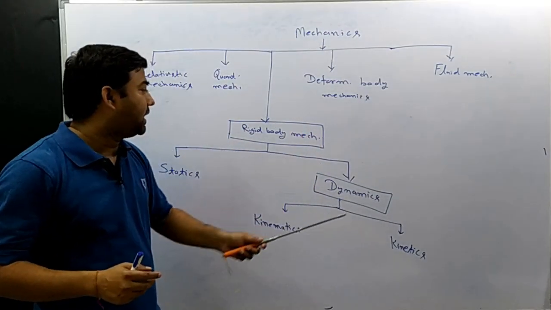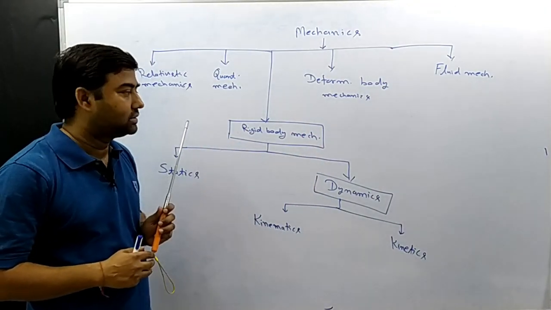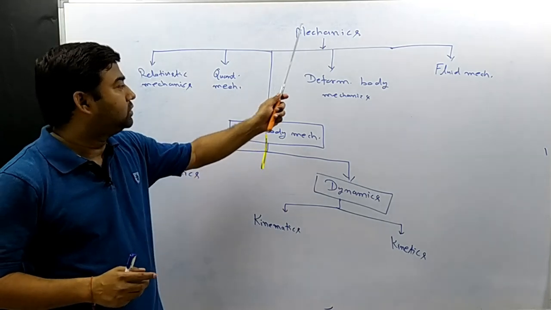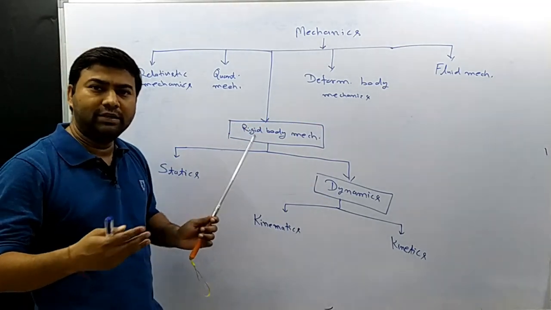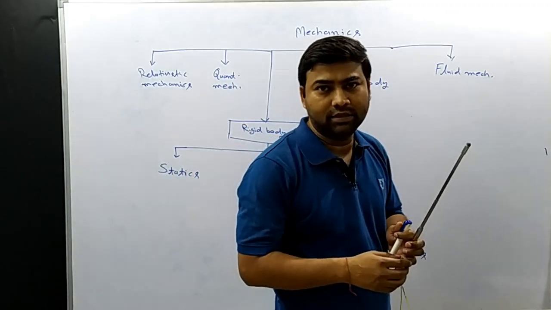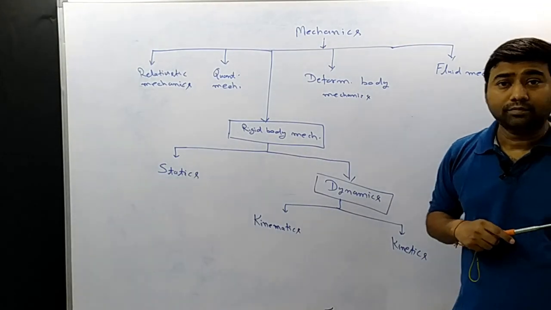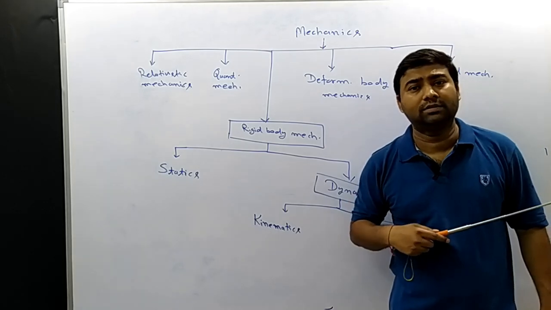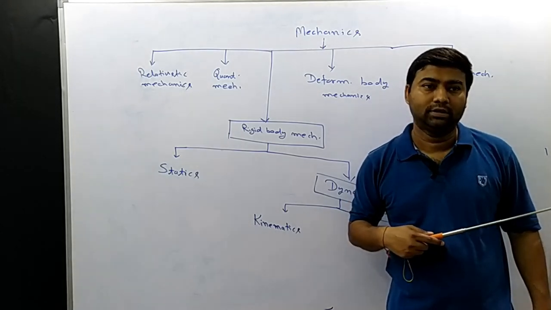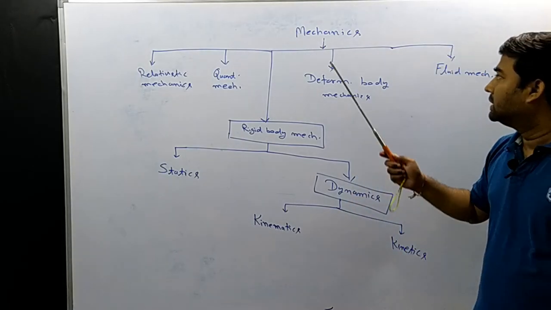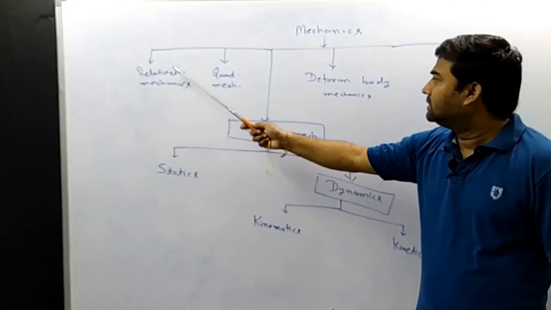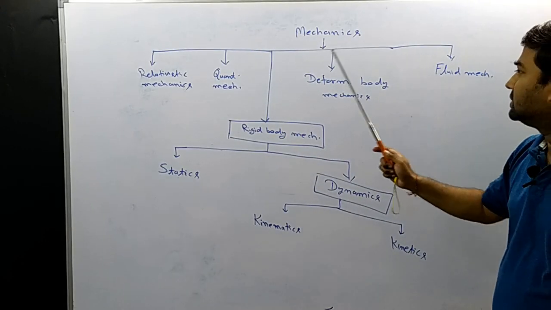So this is the basic anatomy of mechanics. If you study mechanics, you will find different types of categorization of mechanics. Mechanics is one of the oldest branches of physics, and it is divided into these parts.